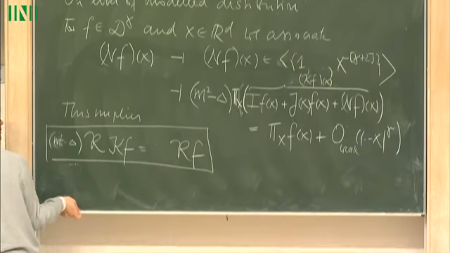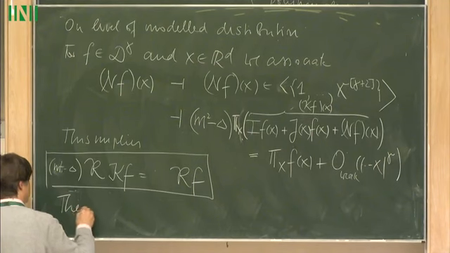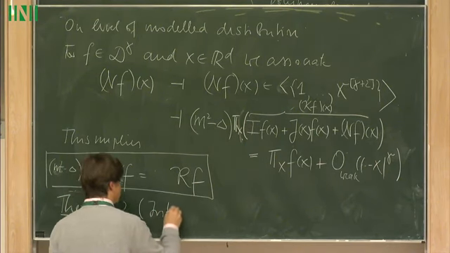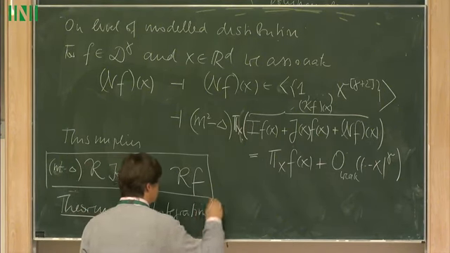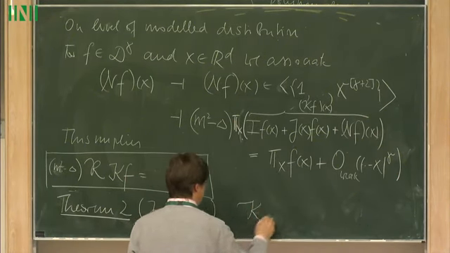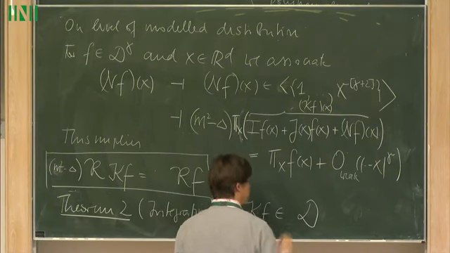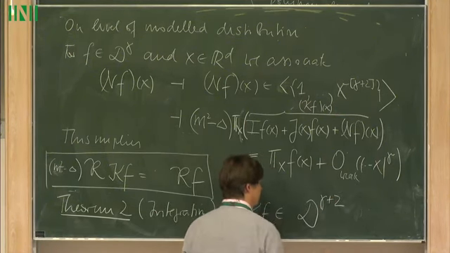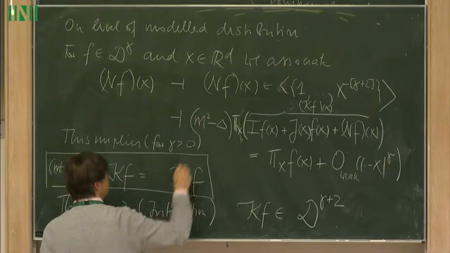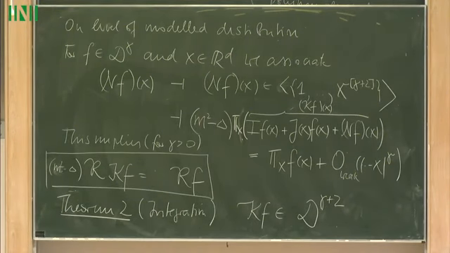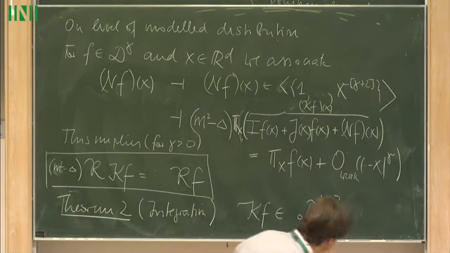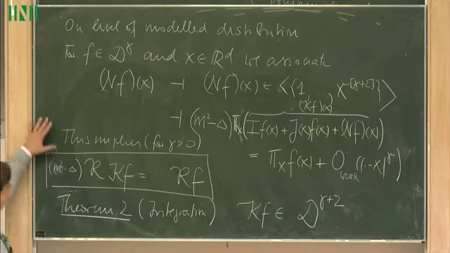That's almost tautological, and the theorem, the second theorem, which is integration, tells us that this object which you defined here, the K f, is a model distribution of 2 degrees better. For this one, we need gamma larger than 0 to be able to speak of the reconstruction. I will stop here, and I will explain that better next time.